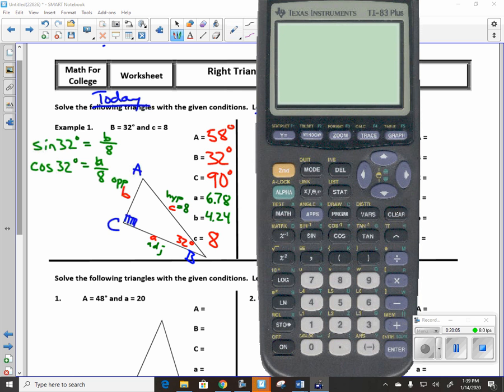Are you ready? I do 6.78 squared plus 4.24 squared, and if you square root that, do you get a number close to 8? Yeah, you do. This tells me I'm right. There's another thing that tells me I'm right. Which letter is your biggest angle? Which letter is your biggest side? Your biggest angle should match with the biggest side. What's your smallest angle? That should match with your smallest side. See how they match? That's a good way to check to see if you're doing it correctly.